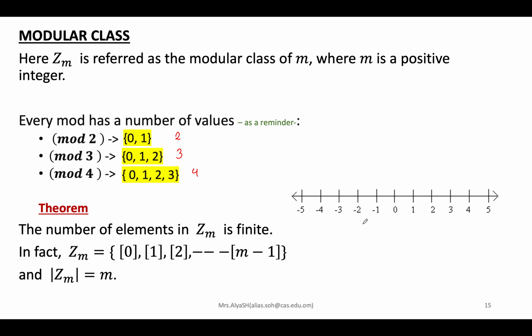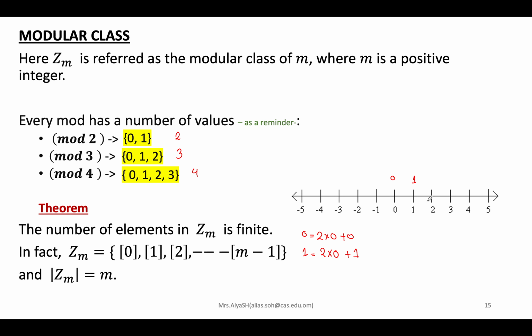Now, in order to understand more the idea behind modular class, let's suppose I have this number line, and we will take the numbers one by one and divide by 2. So 0 divided by 2 gives a remainder of 0, because 0 equals 2 times 0 plus 0. Okay, let's check 1. 1 divided by 2 gives a remainder of 1, because 1 equals 2 times 0 plus 1.